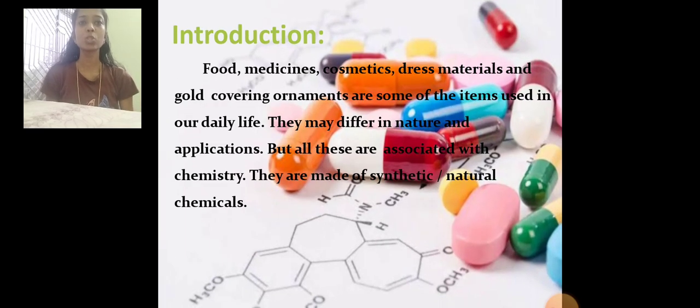In our day-to-day life we use things such as food, medicine, cosmetics, dress materials and gold covering ornaments. All these items differ in nature and application, but all of them are associated with chemistry, because all these things are made up of either synthetic or natural chemicals.